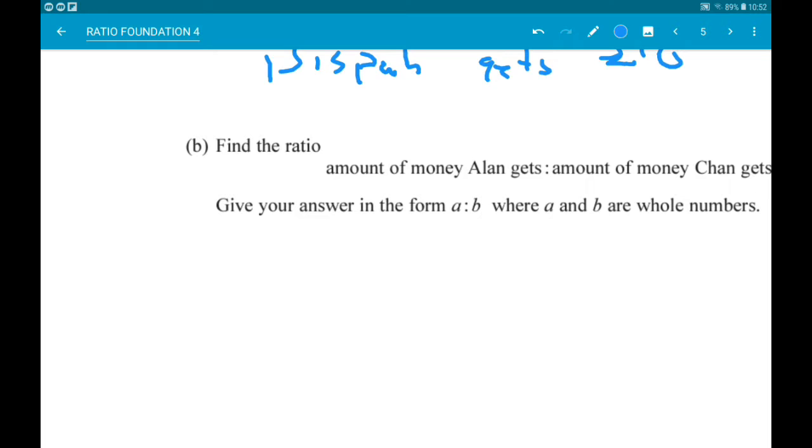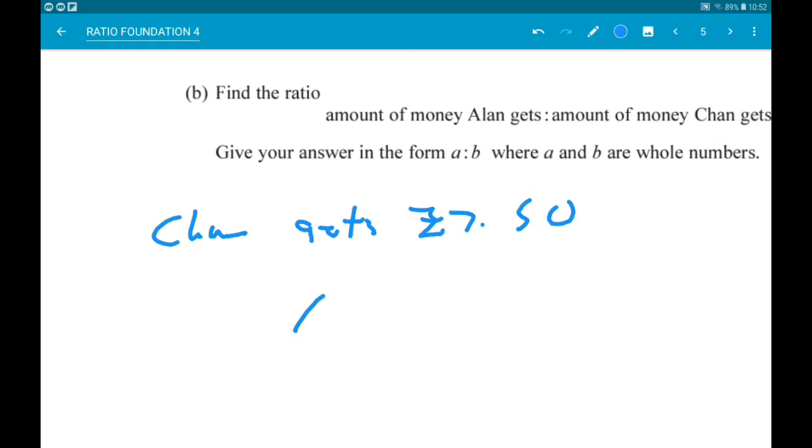Okay, so because we know Alan gets £2.50 and Bispar gets £10, Chan must get £7.50. So Alan to Chan is £2.50 to £7.50.